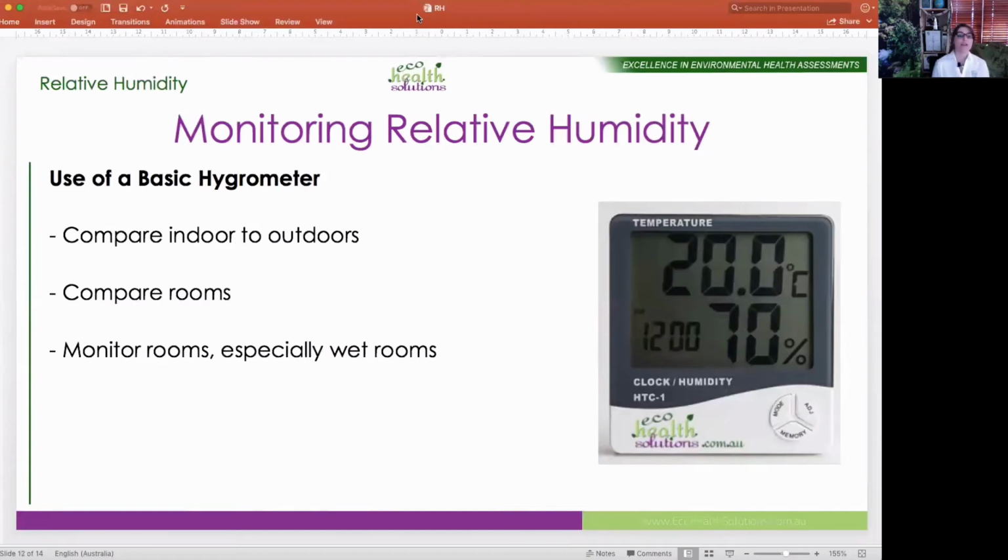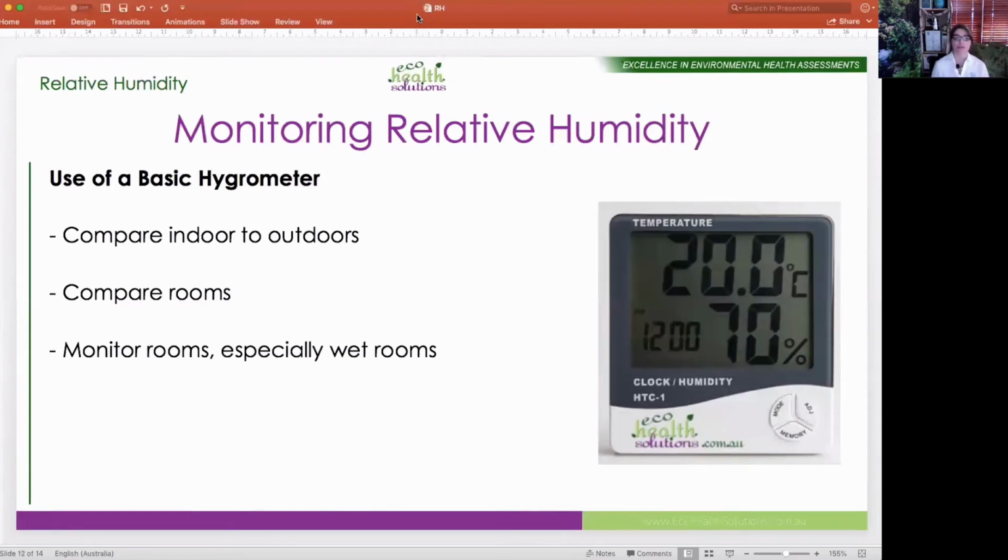So you would use a basic hygrometer to compare indoors to outdoors, and the reason that's so important is because the moister air will move to areas where the air is less moist. So for instance, if you're having a shower and the bathroom's all steamy, it's probably up around 90 to 100% relative humidity. If you open the window and it's less outside, that moist air will start to leave the building.